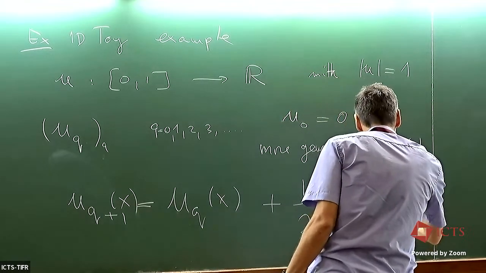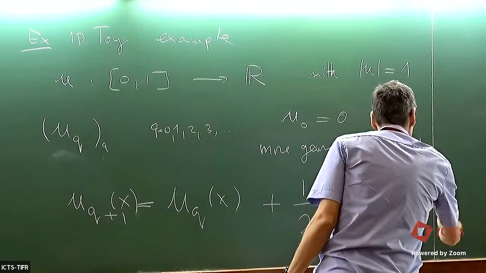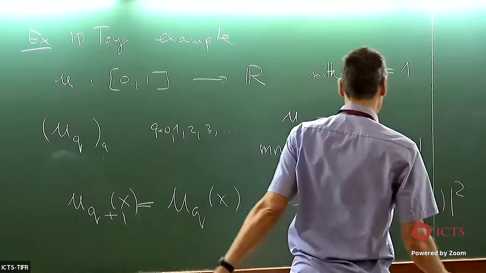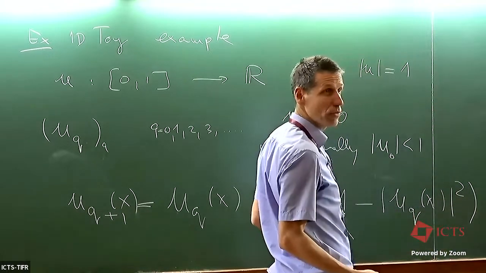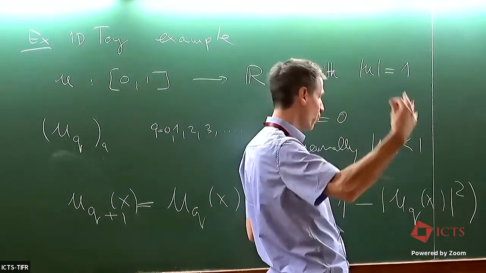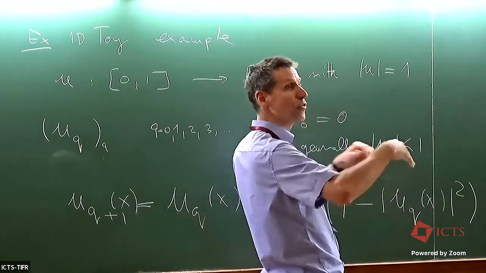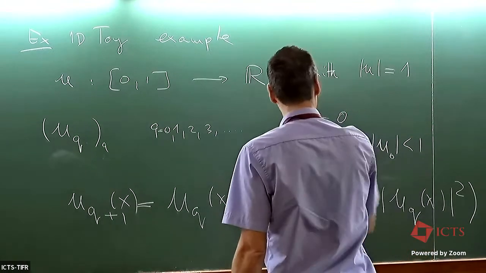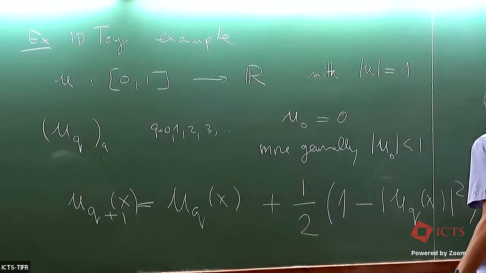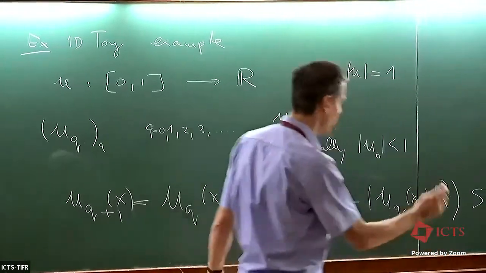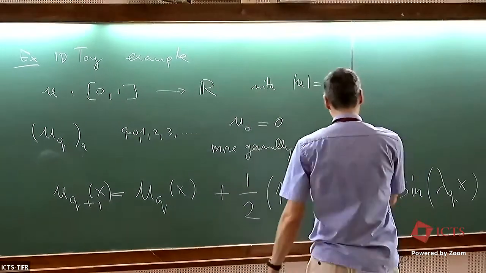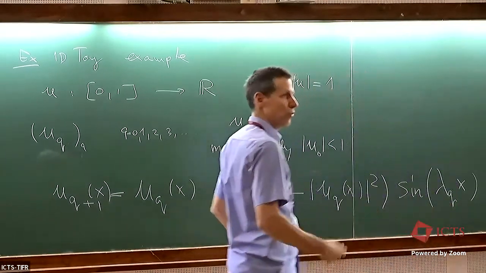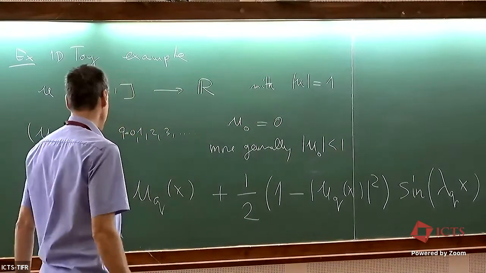The problem is very simple. You take 1 minus the modulus squared at any point x. This is, roughly speaking, proportional to the distance to the constraint. I want to get to 1, so this is non-zero precisely if I haven't reached the solution yet. Multiply it by 1/2, and add the high-frequency term. This could be something like lambda_q x, sine of lambda_q x. So it's a periodic function, and you see the structure has slow and fast parts.